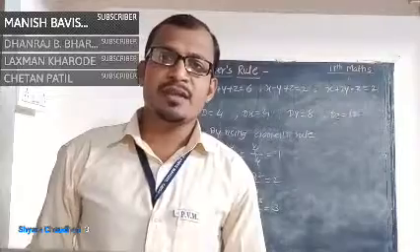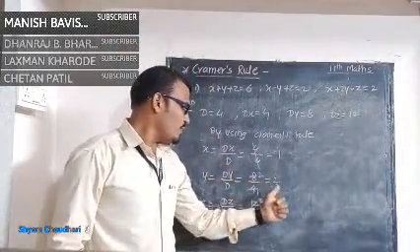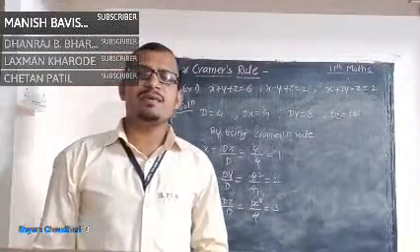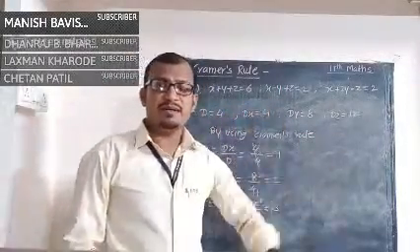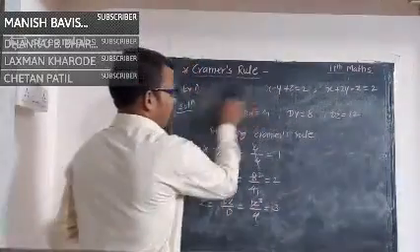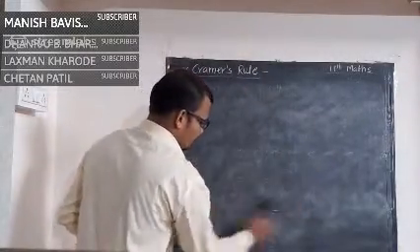Very good, Sham. That is 3. So here the value of x is 1, the value of y is 2 and the value of z is 3. So in this way we can easily find out the values of variables by using Cramer's rule. Then next example, second example, try to solve this example.